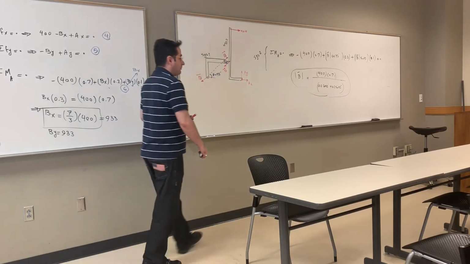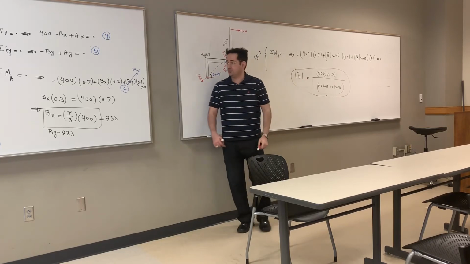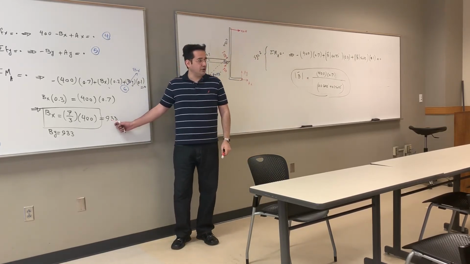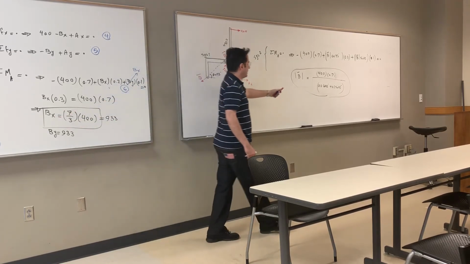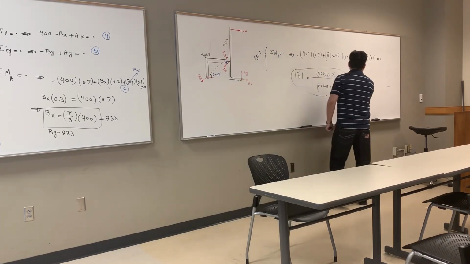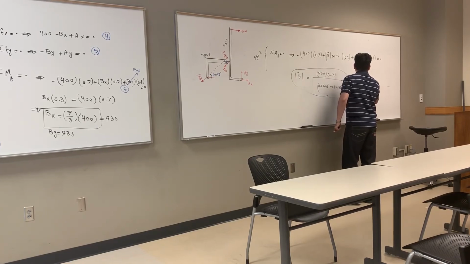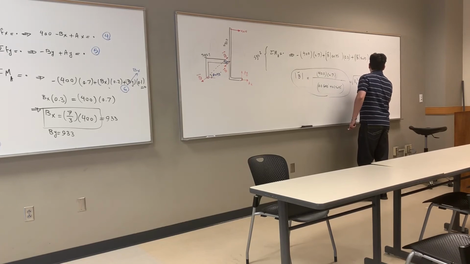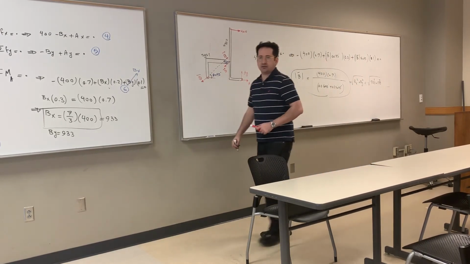When you compute this, another point: don't forget, don't compare it with this value, 133, because that is the value for Bx. The value you get here is for the vector B. In fact, this should be equal to the square root of Bx squared plus By squared, which is 933 squared. Compare it like that.